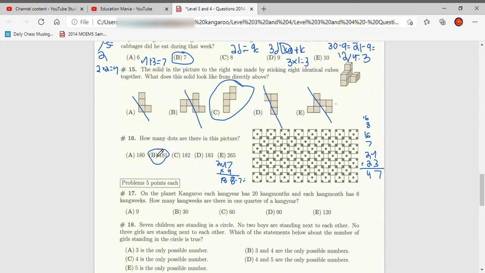That was a very long question, and I think it should be a 5-point question in my opinion, but we got past it even if we make a mistake. So the answer for number 16 is B. That's all the 4-point problems.